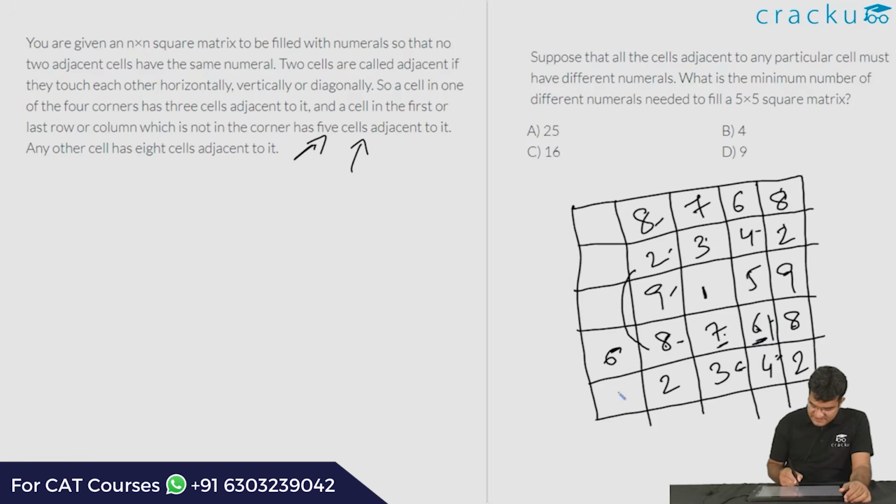So this will be 6, this will be 4. This will be 5, that is this number. This will be 4, that is this number. And this is 6. Now, using 9 numbers, we have been able to fill up the 5 cross 5 matrix. There are multiple ways in which you can use 9 numbers to fill this up. I have just put one such permutation. But what we have proved is we need at least 9 numbers and we can do it with 9 numbers. So the answer is 9.